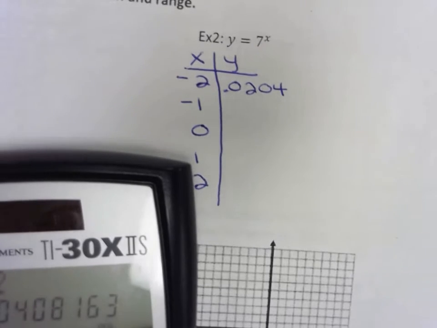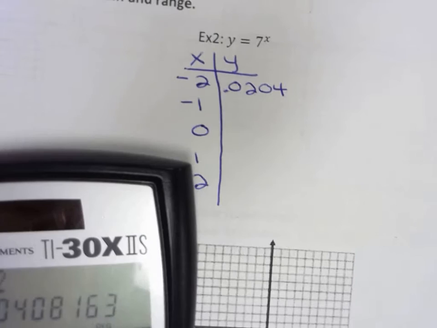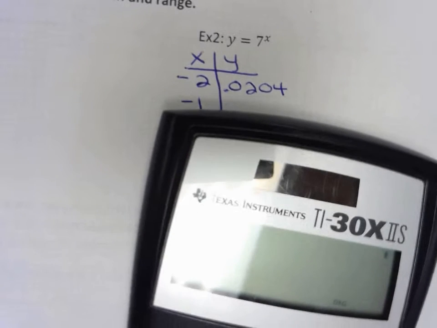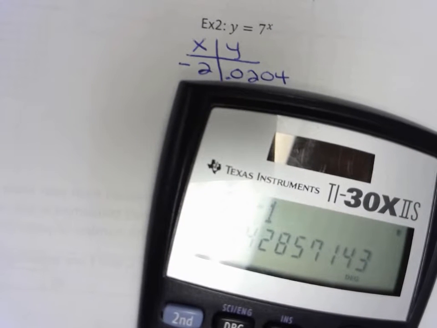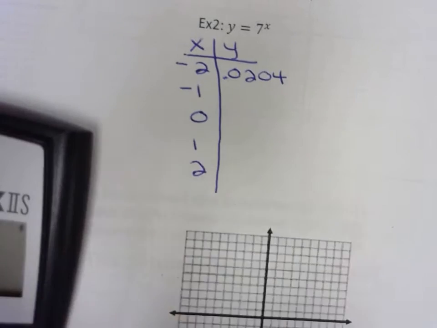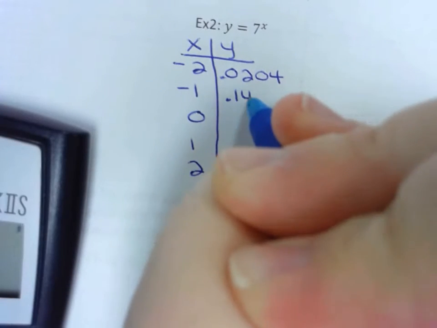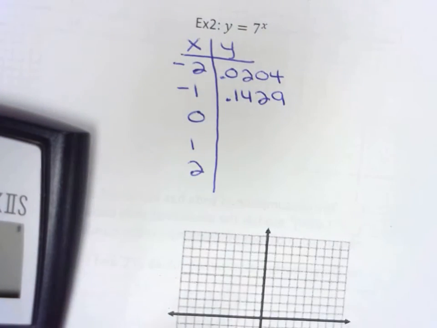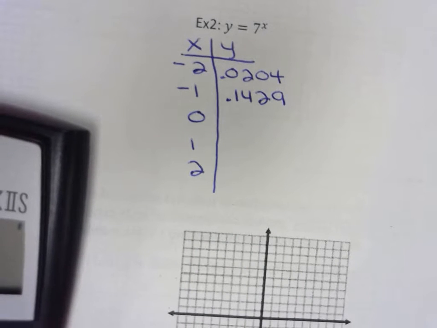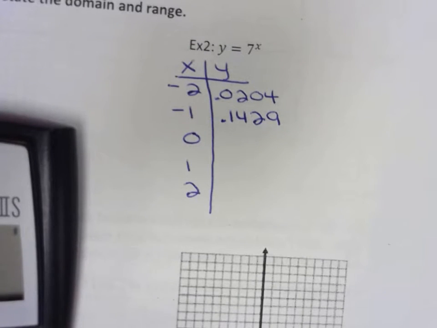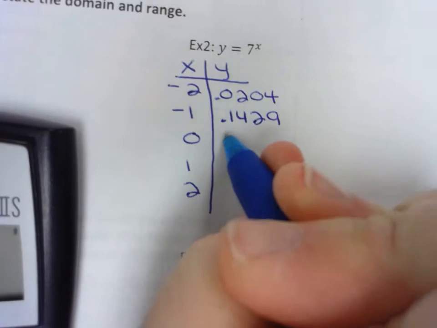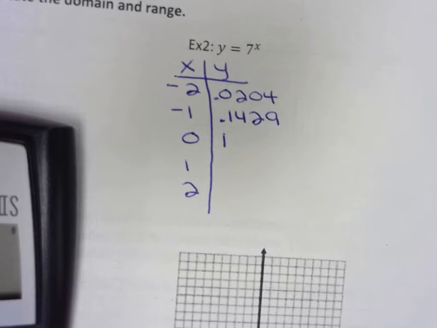So that's all you're doing when you make your table: you're plugging them in just like we did on the warm-ups. 7 to the negative first. What do we get? 0.1429. If I plug in 0, you don't really have to plug it in your calculator. Anything to the 0 power is what? 1. So it's just going to be a 1.